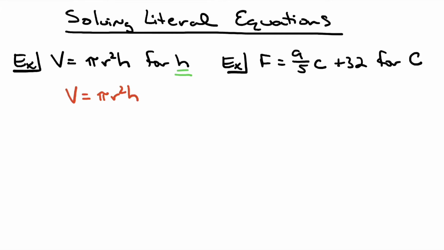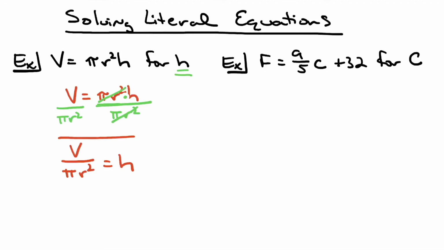These two things right here are being multiplied by that h. So if I divide both sides by pi r squared, that means the pi r squared on the right-hand side is going to be thrown away, not crossed out. The only thing I'll have there is the h. So I'll have a final answer of V over pi r squared is equal to h. That one was a relatively straightforward one.